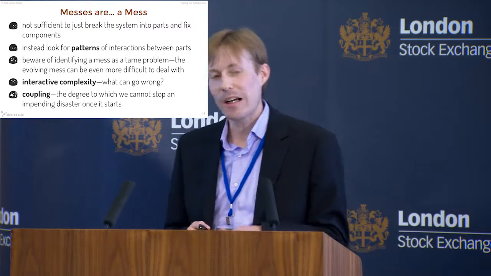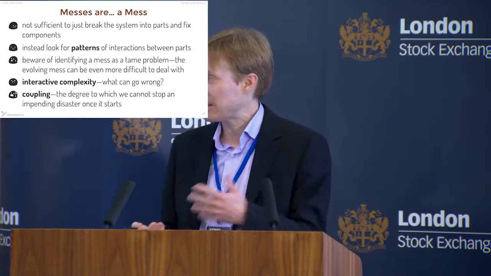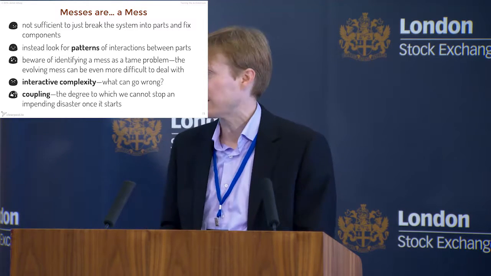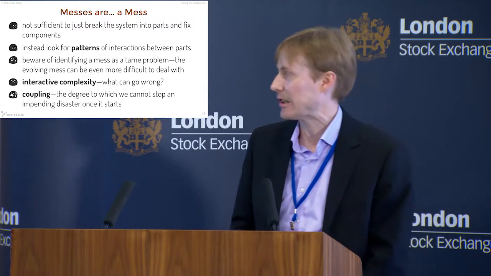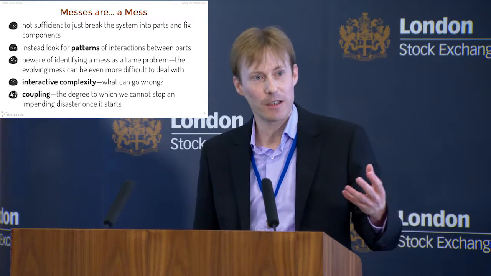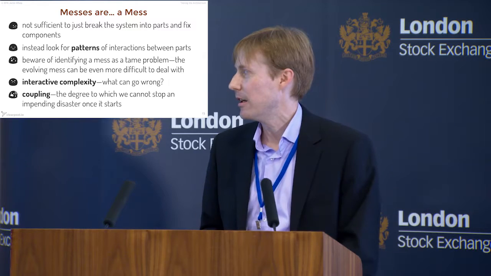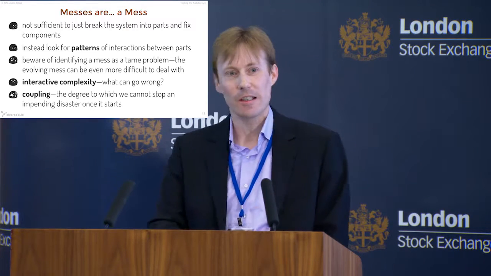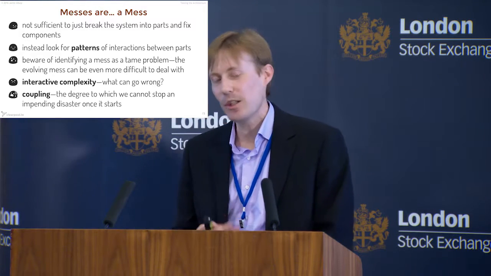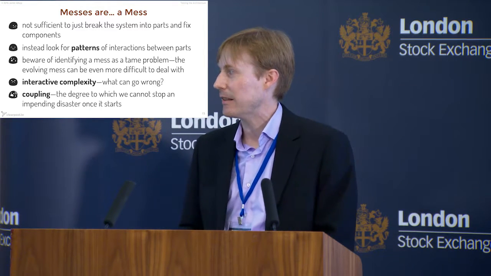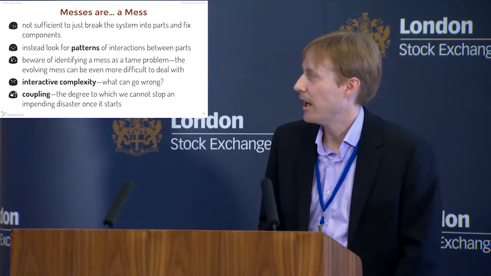Now, there are two aspects to messes that we need to be aware of, and this will tie into how we understand architecture. One is interactive complexity. This is about what can go wrong in a system. So if I change one part, what's the impact later on? The other one is coupling, and this is not the same as the coupling that we talk about in software. This is the degree to which we cannot stop an impending disaster once it starts.